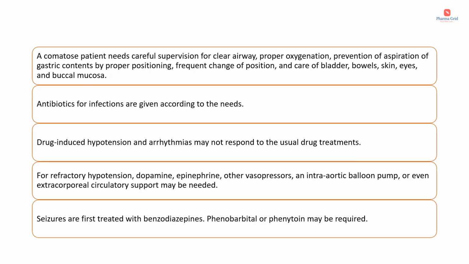A comatose patient needs careful supervision for clear airway, proper oxygenation, prevention of aspiration of gastric contents by proper positioning, frequent change of position, and care of bladder, bowels, skin, eyes, and buccal mucosa. Antibiotics for infections are given according to the needs. Drug-induced hypotension and arrhythmias may not respond to the usual drug treatments. For refractory hypotension, dopamine, epinephrine, other vasopressors, an intra-aortic balloon pump or even extracorporeal circulatory support may be needed. Seizures are first treated with benzodiazepines. Phenobarbital or phenytoin may be required.